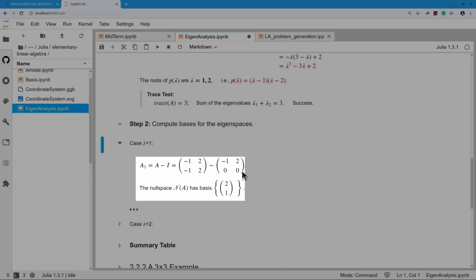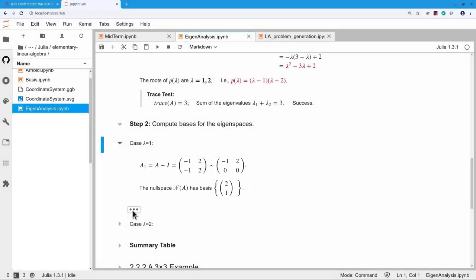Now we know we have to have a missing pivot, that's how we chose the lambdas to begin with. So let me emphasize, no missing pivot means a mistake, means you have to fix the mistake. We have a missing pivot, so we can find the null space. The null space has basis vector 2, 1 in this case. So any number times this vector is going to be an eigenvector, except for 0, 0, of course.